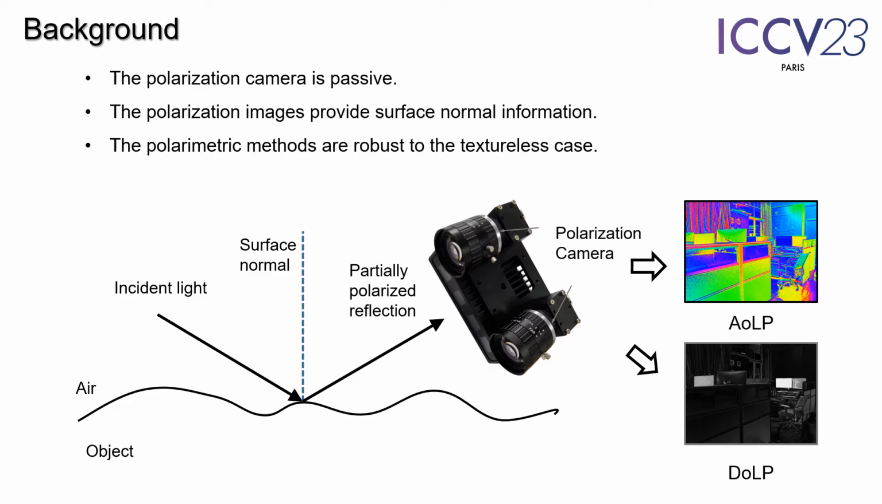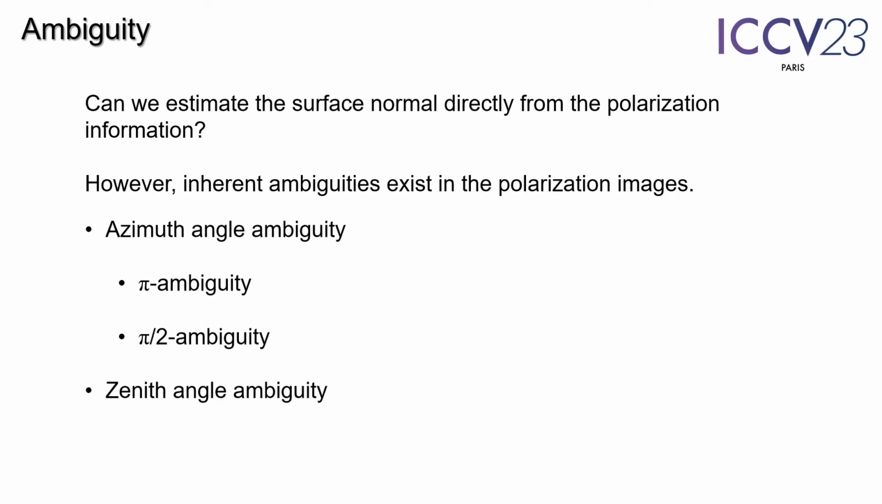The polarization camera is passive, which avoids the limitation of sensing range. Moreover, the polarization images provide surface normal information, which facilitates stereo depth estimation. The polarimetric methods are robust to the textureless case and can achieve better performance. Since the polarization images contain information about the surface normal, a natural question to ask is, can we estimate the surface normal directly from polarization information?